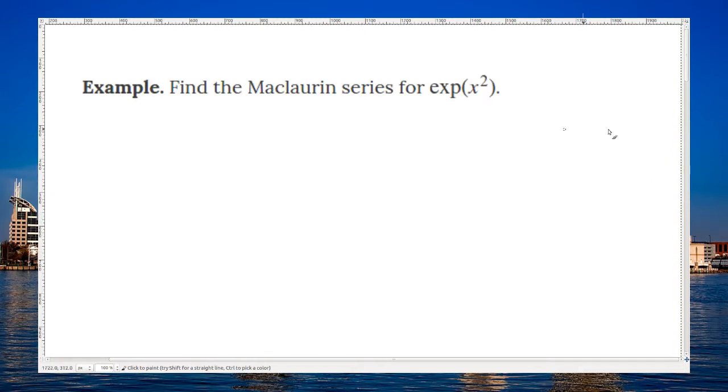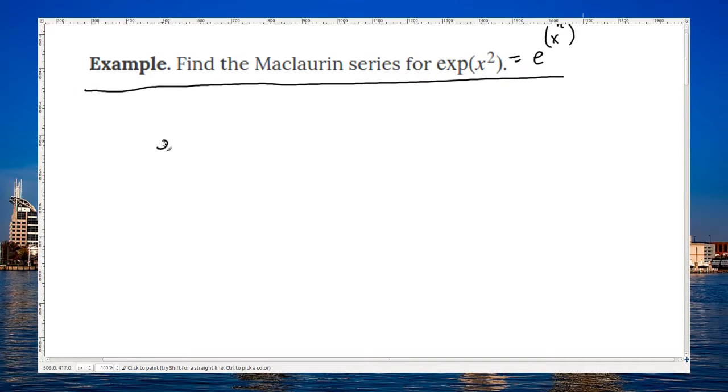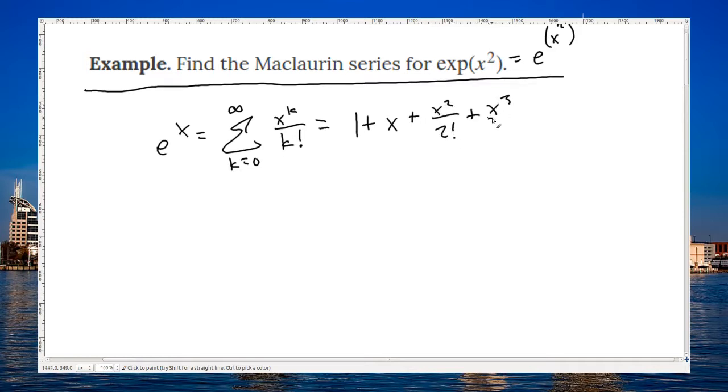We're going to find the Maclaurin series for the exponential function of x squared. Okay, first of all, that's just simply e to the x squared power. So what I could do is I could start with the fact that e to the x is the sum from k equals 0 to infinity, x to the k over k factorial, which expands to 1 plus x over 1 factorial, x squared over 2 factorial, which is just 2, x cubed over 3 factorial, which is just 6. That's enough terms there.